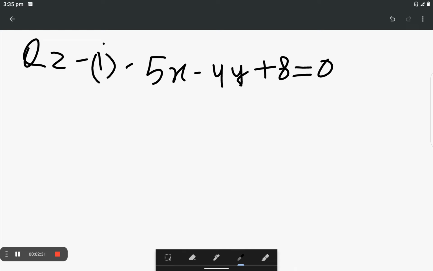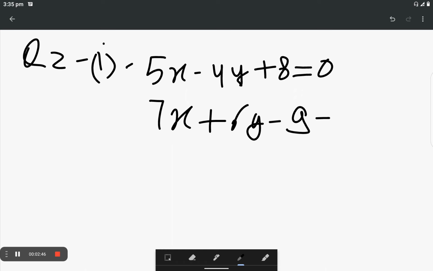If any equation is not in standard form, we will first have to convert it to the standard form. Okay? The next equation of this pair is 7x plus 6y minus 9 equals 0. So here A1 is 5, A2 is 7, B1 is 4 and B2 is 6.